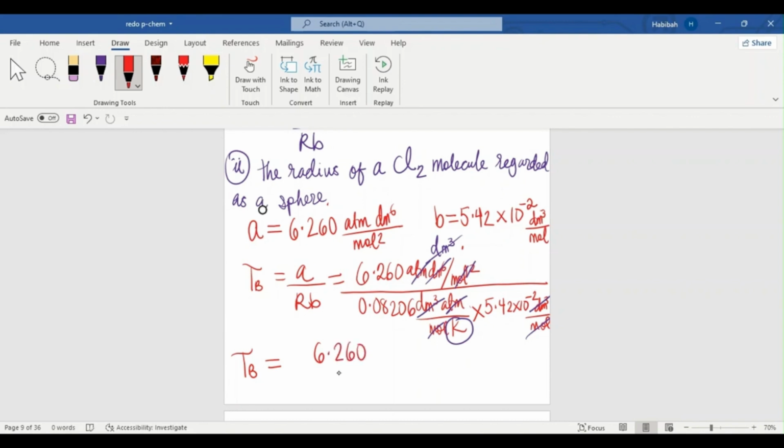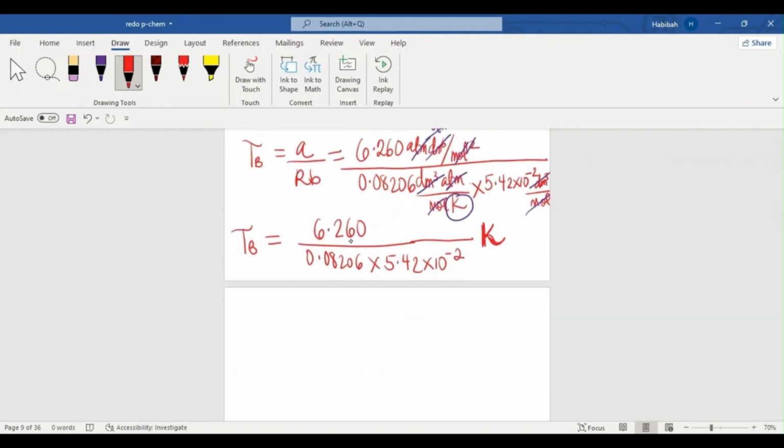6.260, okay, divided by all of this information down here because I've successfully removed all of the units. So that will be divided by 0.08206, okay, times 5.42 times 10 to the power of negative 2. And of course, this Kelvin here, when you do the mathematical calculation, is just going to come up from the denominator because that's what you're supposed to have. So when you input the numerical value here, 6.260 divided by 0.08206 times 5.42 times 10 to the power negative 2, TB is simply going to be 14.0748, okay, times 10 raised to the power of 2 Kelvin.